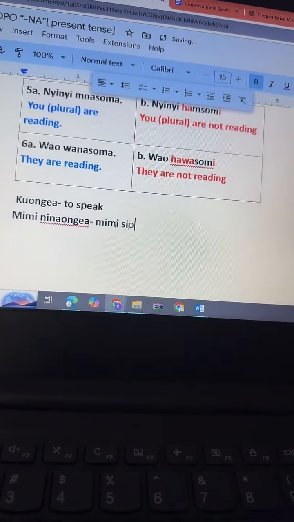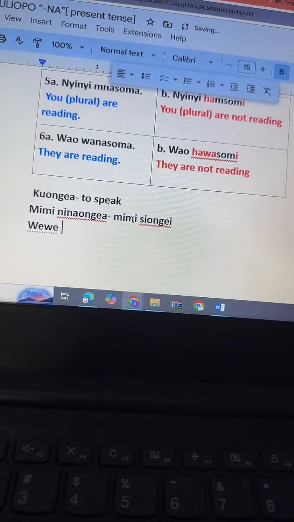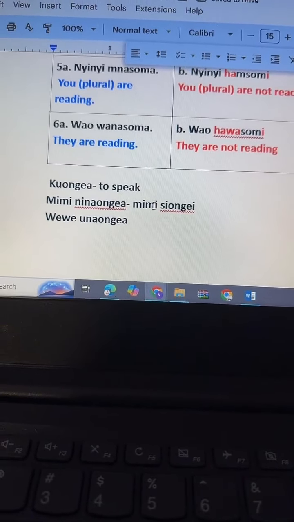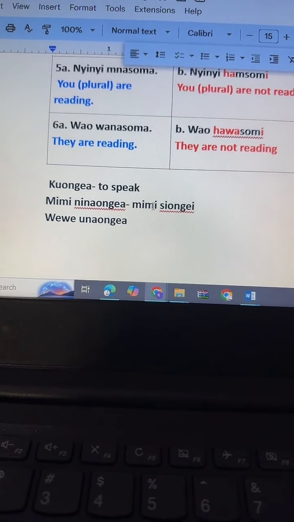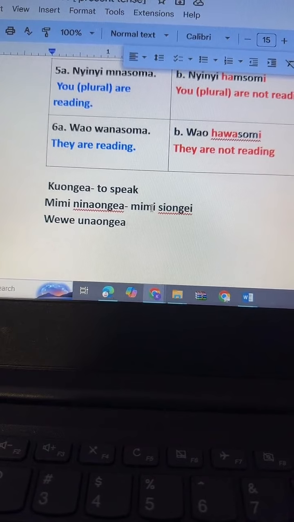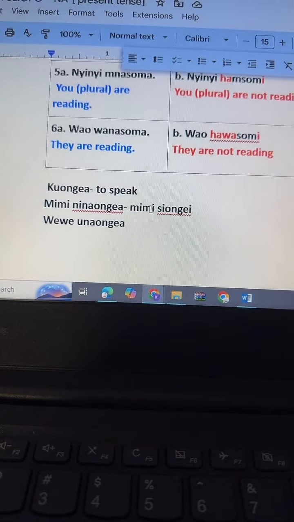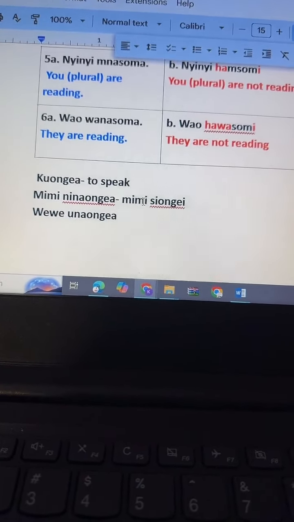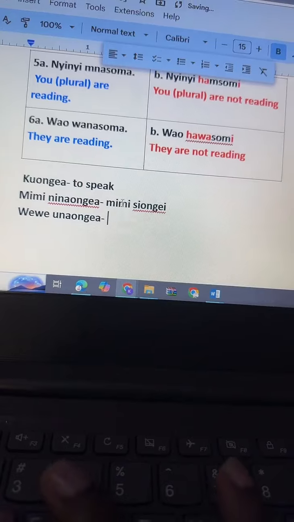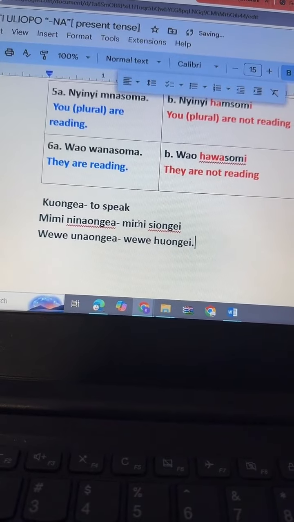Mimi siongei. Okay. Wewe unaongea. Asante sana. Siongei. Vizuri sana. That's very correct. Asante sana Zainab. Asante sana Rose. Wewe unaongea. Wewe huongei. Asante. Wewe huongei. That's very correct.